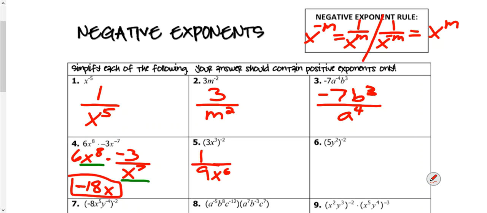So let's look at number 6. We have the 5 right here, and that's to the negative second, so that's going to be 1 over 25, because 5 times 5 is 25. y squared to the negative second power, so 2 times a negative 2 would be a negative 4. And since it's a negative 4, it needs to go in the denominator. And when we move it there, it becomes positive. So our answer is 1 over 25y to the 4th power.